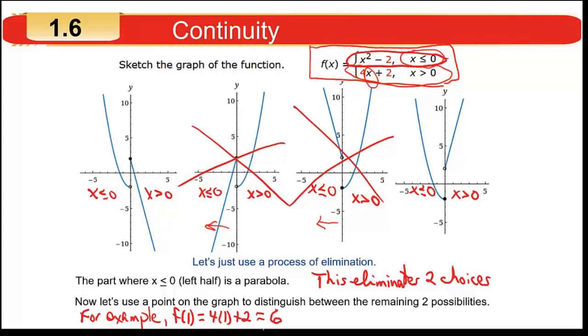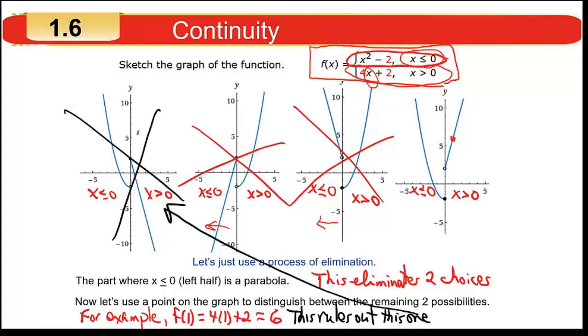Well, which one of these graphs is it? 1, 6 is up here. So it's obviously not that one. 1, 6 is about right there, so it looks like that's the right one. So what I'm getting at is a lot of these graphs, since they're already done for you, you really don't have to graph them per se. You can just eliminate all but one possibility, and what's left has to be the right answer.